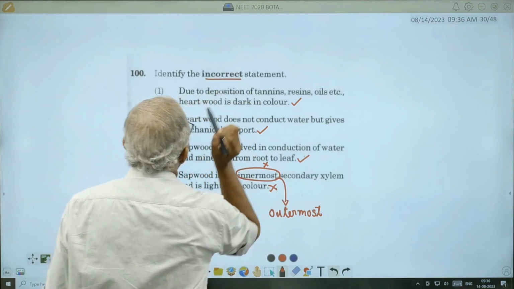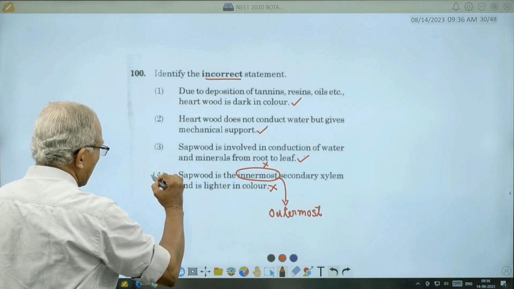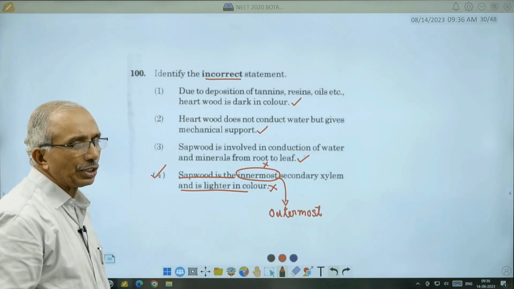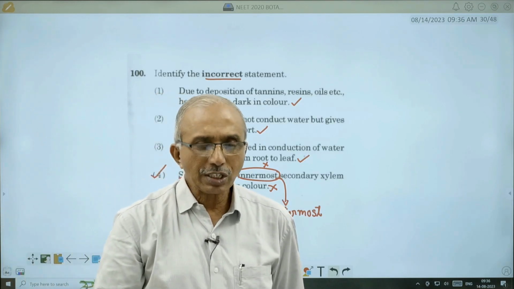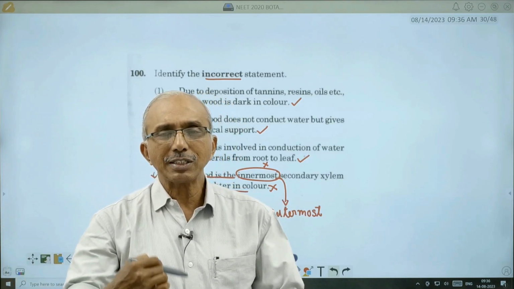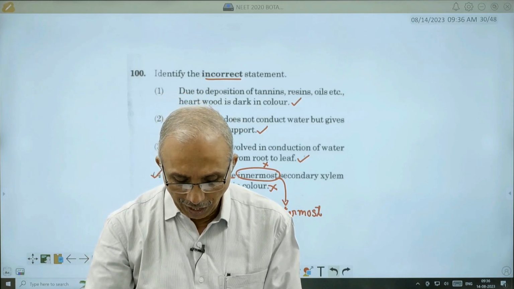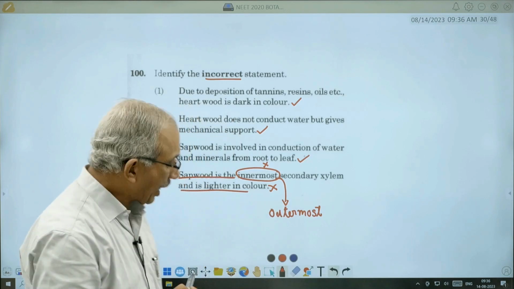Here we want to select an incorrect statement. Answer is option 4, because heartwood occupies the peripheral part of the secondary xylem.